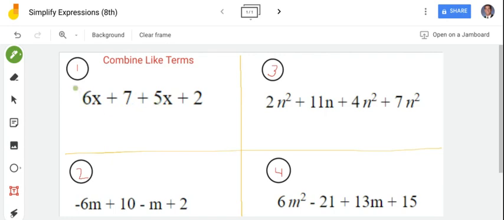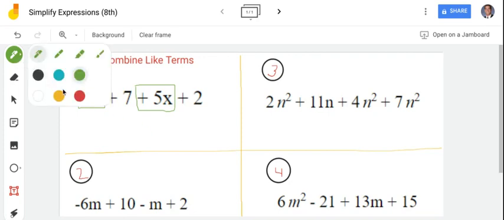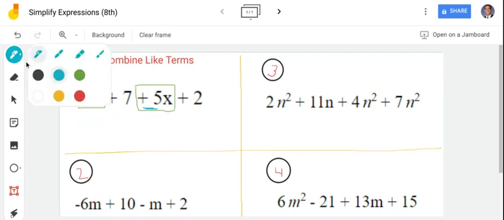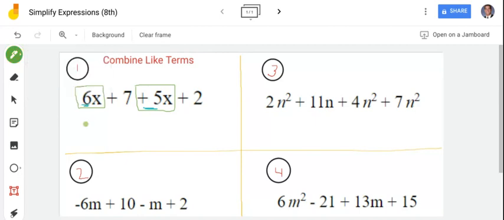And so we would say this term, 6x, and this term, positive 5x, those terms are like terms, right? They have the same variable x and the same exponent 1. And so if they are like, we are going to add their coefficients. So we're going to add positive 6 and positive 5. So what's 6 plus 5? That's 11, right? So I'm going to write 11.